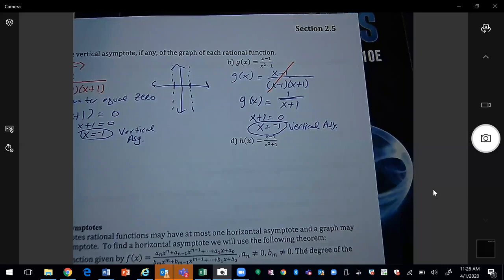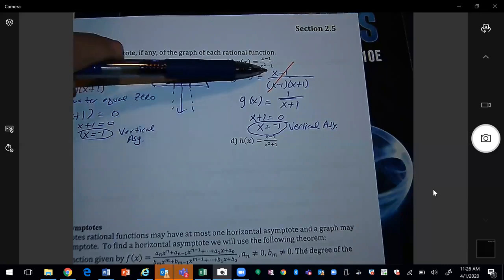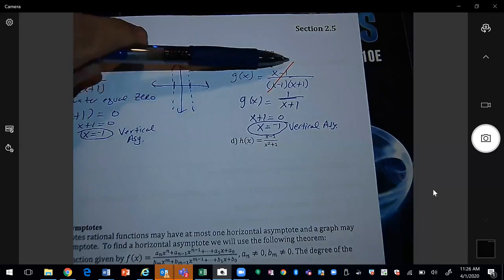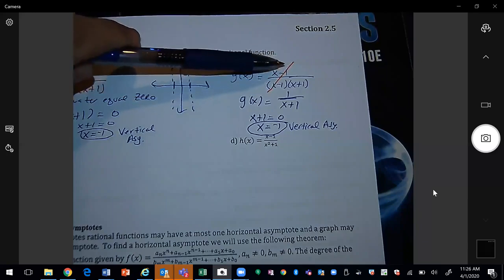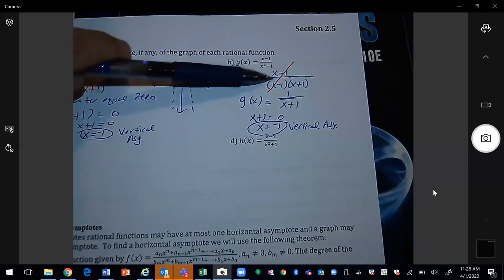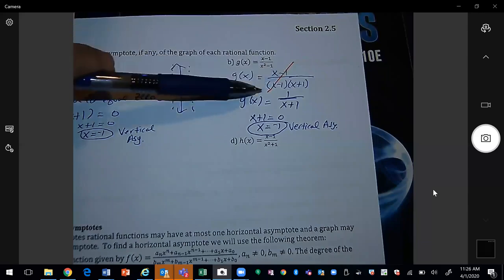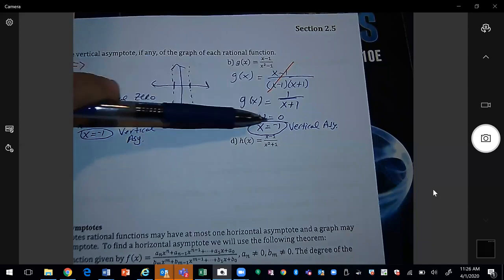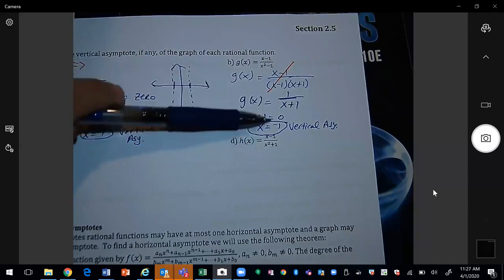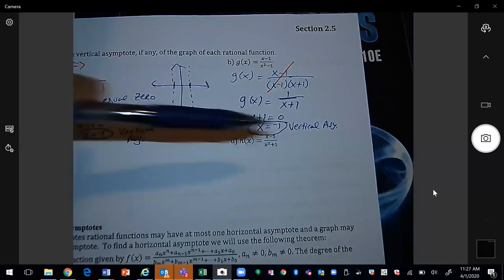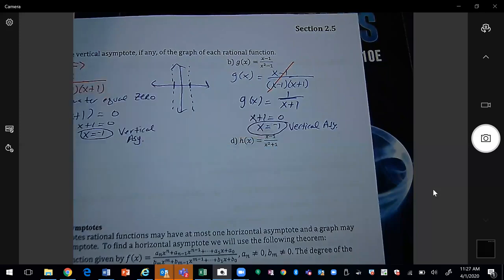Okay, so again, the first step is factor completely, which I did here. Second step, or it's still part of the first step, cancel any like terms, which I did here. And then the second step is set the denominator equal to 0. And so we get x equals -1. That's a vertical asymptote.